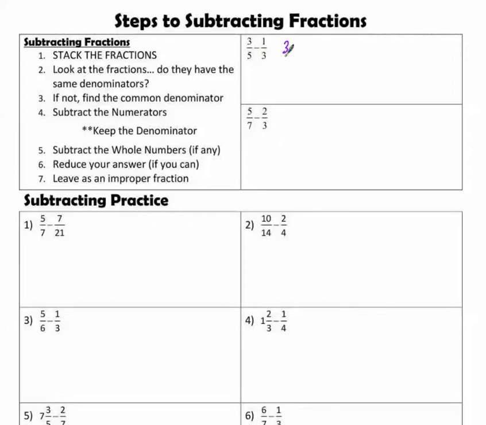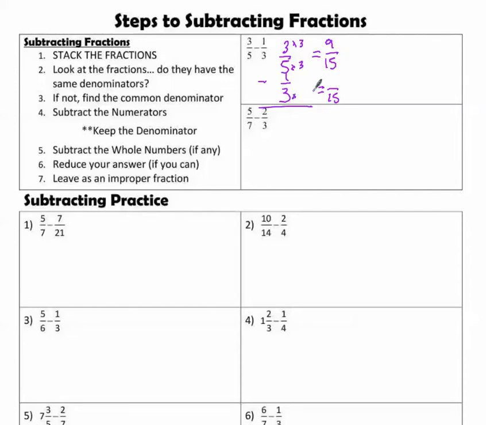Let's look at an example. 3/5 minus 1/3. They do not have the same denominators, but 5 and 3 have 15 in common. To go from 5 to 15, you have to multiply by 3. What you do to the bottom, you must do to the top, giving you a new fraction of 9/15.